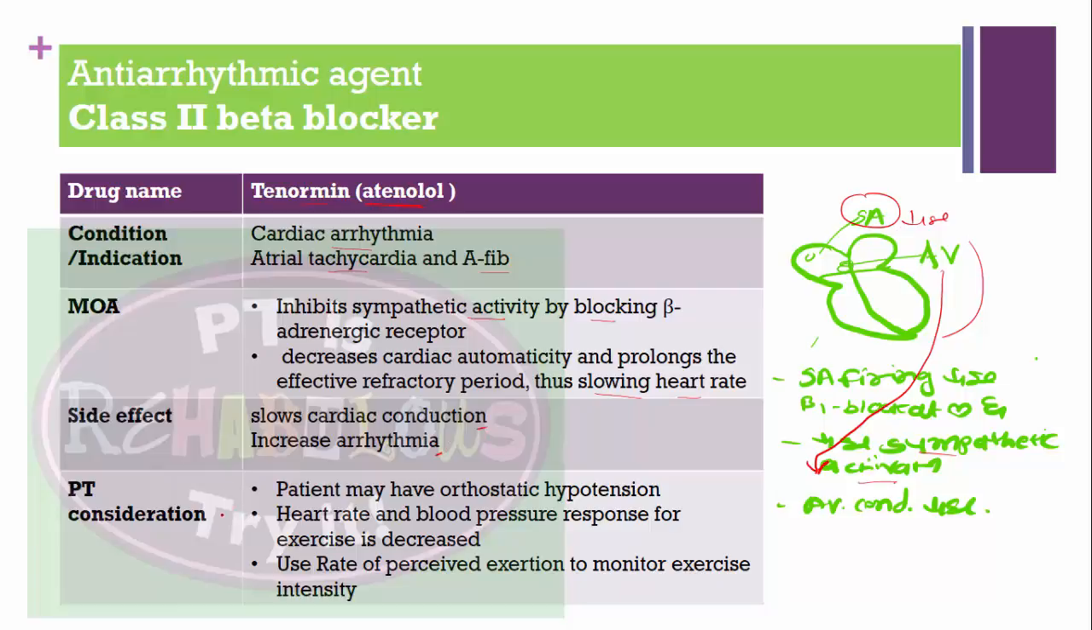As a physical therapist, what should we consider? The patient may have orthostatic hypotension, so we need to educate the patient about sudden positional changes, and we should not change their position suddenly, for example from upright into supine. Heart rate and blood pressure response to exercise is decreased, so we use rate of perceived exertion to monitor exercise intensity, and we cannot increase their exercise intensity immediately. We have to go step by step.